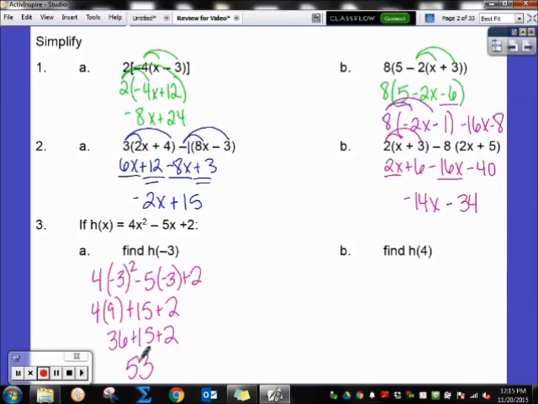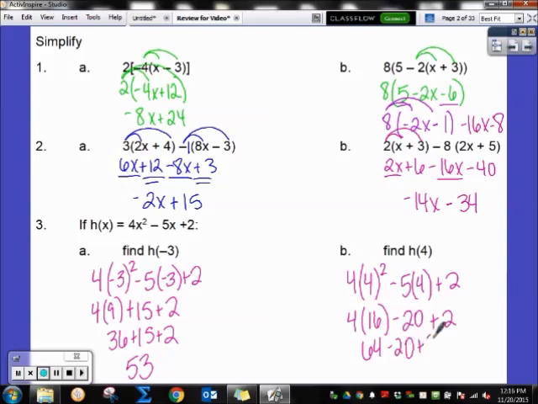And then for b, we're going to use the same equation except plug in 4. So we would have 4 times 4 squared minus 5 times 4 plus 2. So 4 times 16 minus 20 plus 2. So 4 times 16 is 64. So that is going to end up being 46.